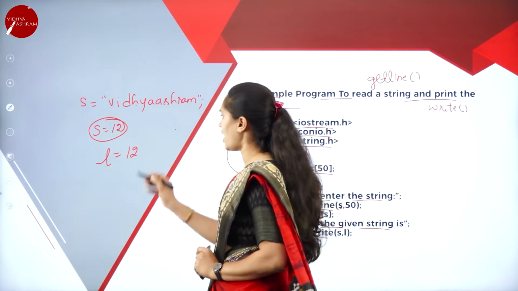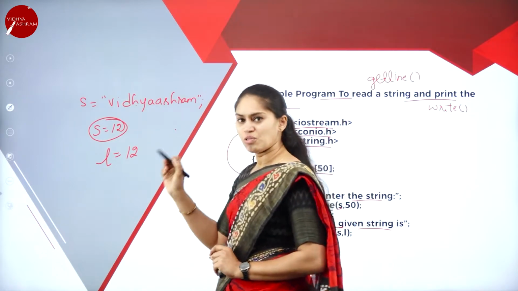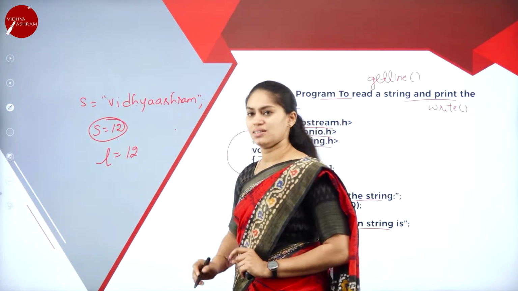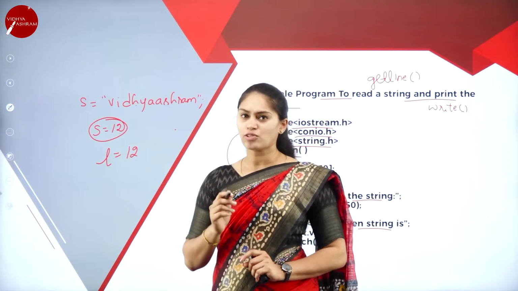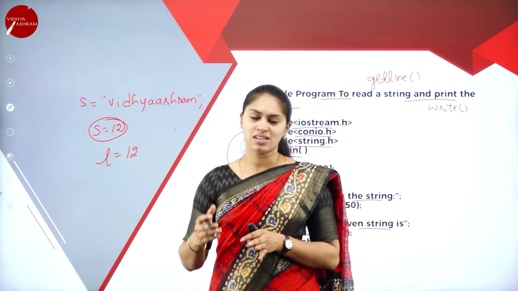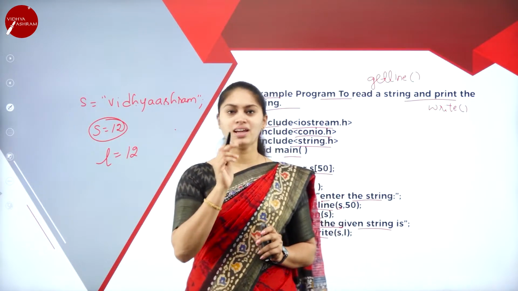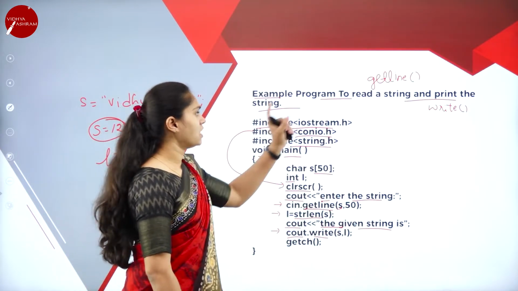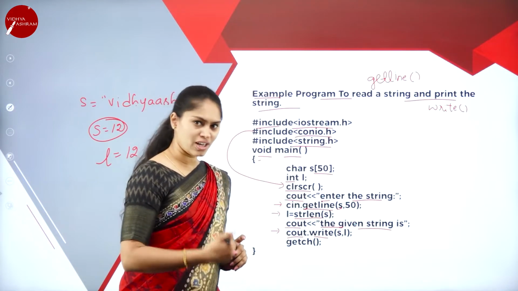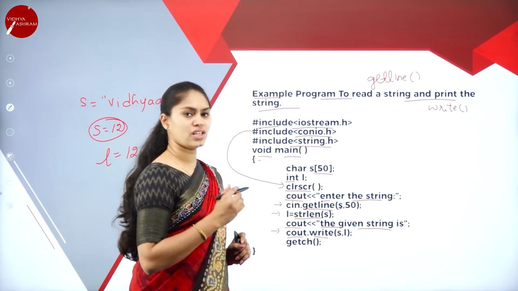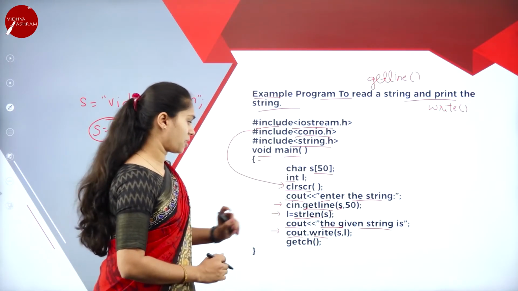What is the S value? That is Vidhyaashram. And what is the L value? That is 12. It indicates that I have to display all the 12 characters which have been stored in the variable called S. This is how we are going to use the getline function in order to read a string and the write function in order to display a string.